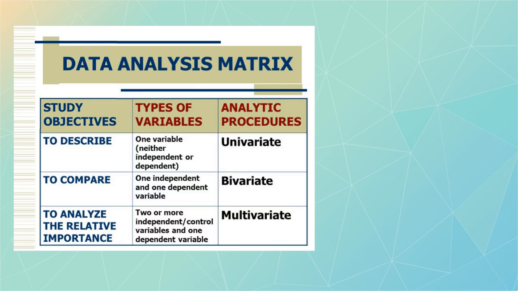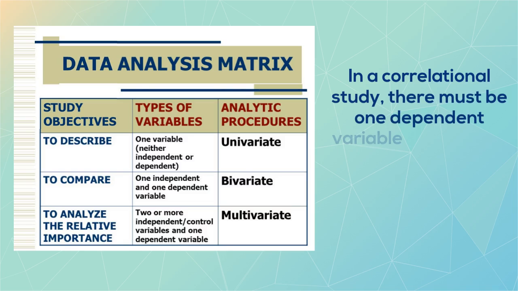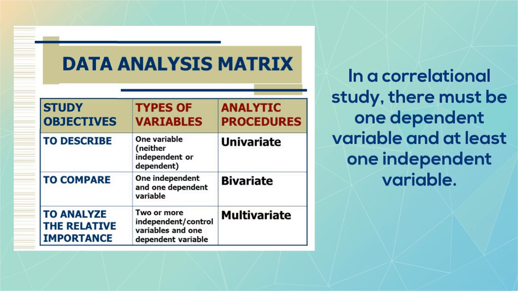In quantitative research, the researcher is looking to either describe, compare, or analyze relationships between variables. In a correlational study, there must be at least one dependent and one independent variable. In studies with more than one independent variable, these are called multivariate. Other studies are called bivariate if there's just one independent variable.